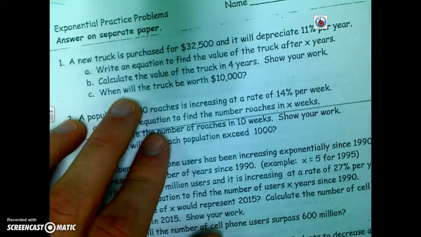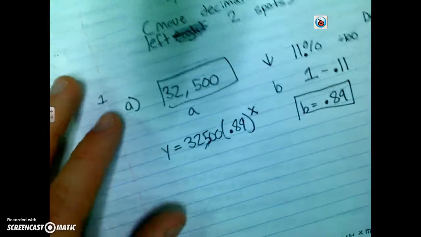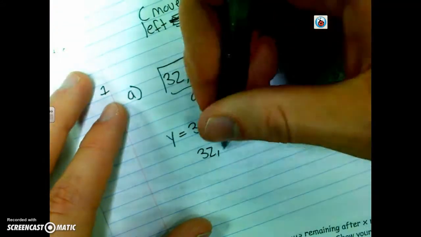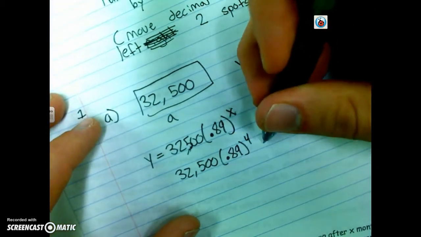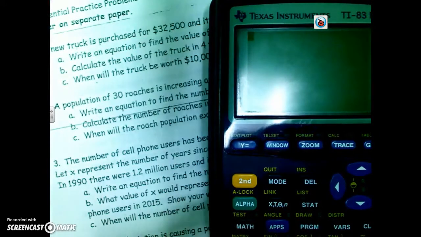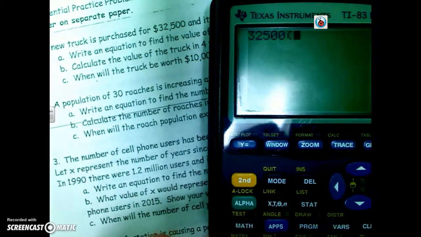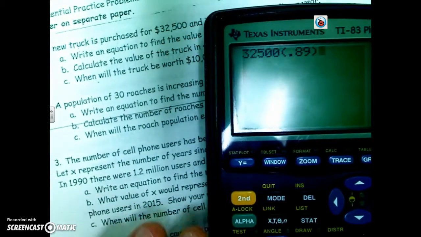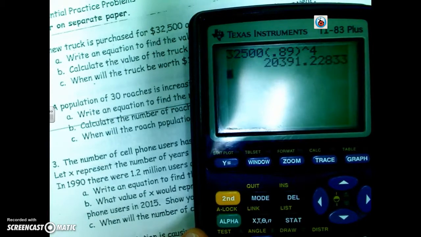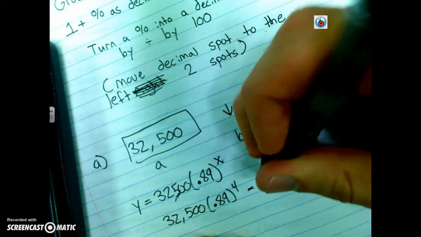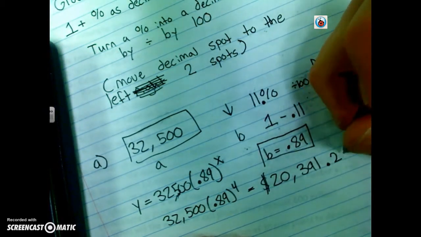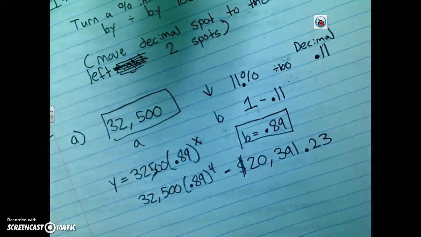Now, part B says calculate the value of the truck in 4 years and show our work. So to calculate that, instead of x we plug in 4, and then we'll see what this looks like. All right, so we have our calculator. We started off at 32,500. We multiplied by 0.89, since it was losing 11% of value per year. We're looking for after 4 years. That's going to be the value of the truck that is left over. All right, good. So with that, that answered part B.